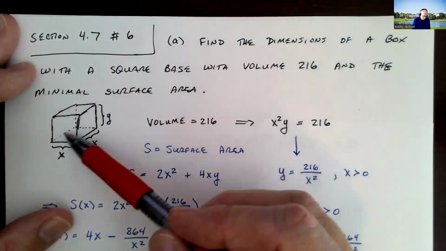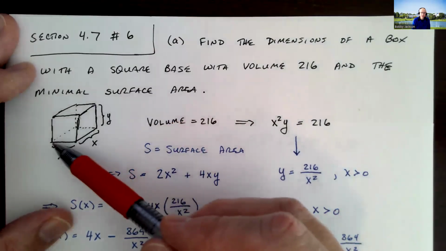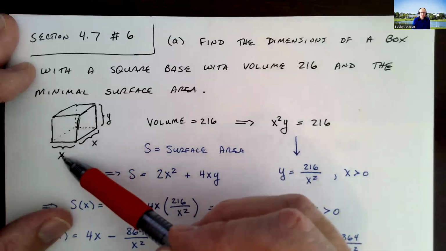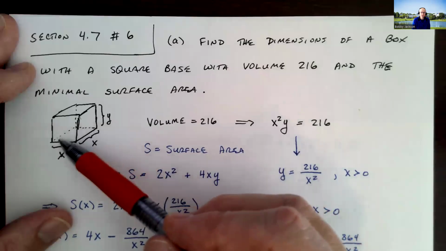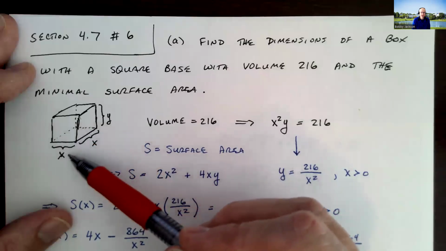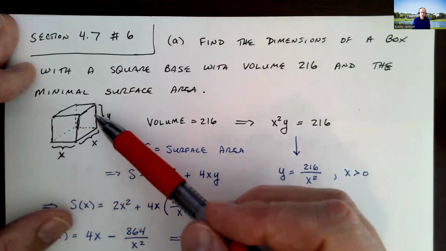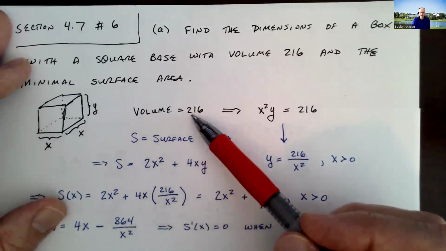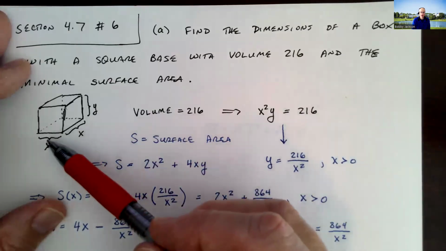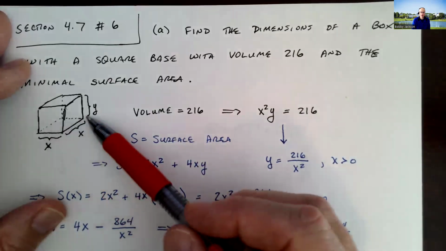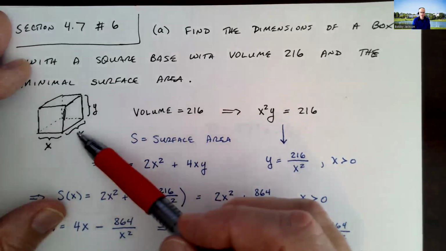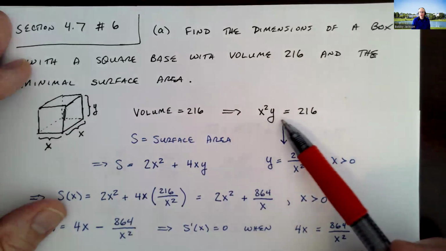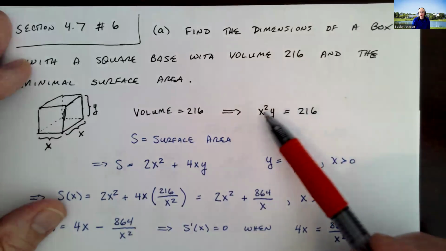And so I've drawn a picture of our box. We've got a square base, right? So the base here, I labeled the side length X. So all four sides of the base are length X. And then the height of the box I'm calling Y. So the volume of the box we know is 216. What's the volume of a box? It is the base area times the height. Base area is just a square, X times X. So it's X squared times Y. There's our volume constraint, really.